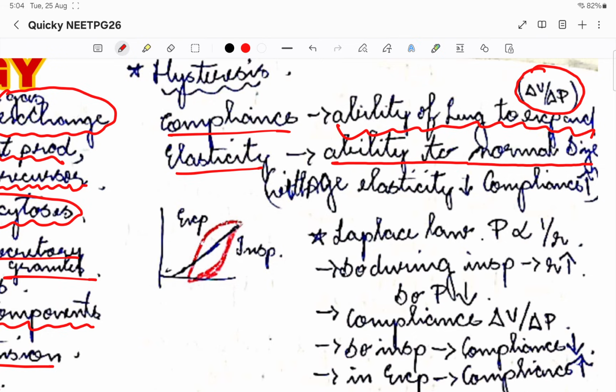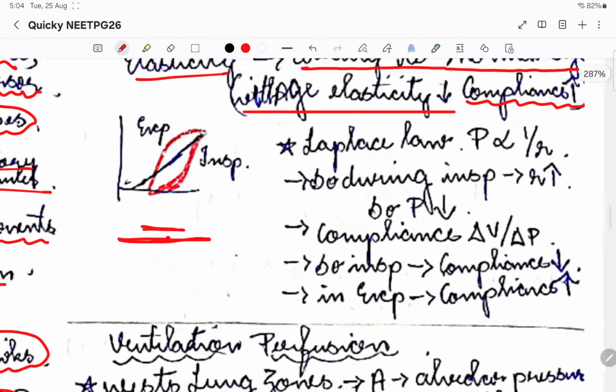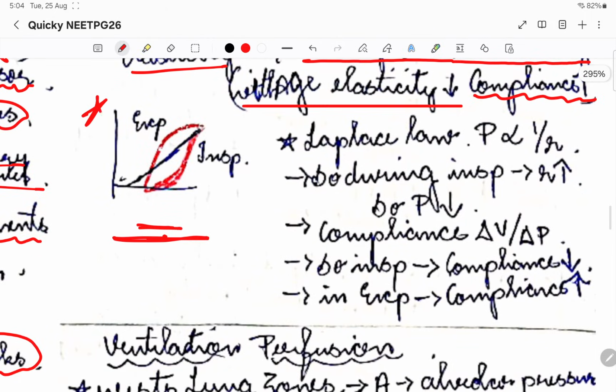Elastic work, what does it do? If I pull this string and it comes back to its normal position, that is called elasticity. That is the elasticity of the lung. Please remember, with age, the elasticity decreases, whereas the compliance increases. This is the thing I want you to remember. Then this is the hysteresis graph, so please remember this hysteresis graph.